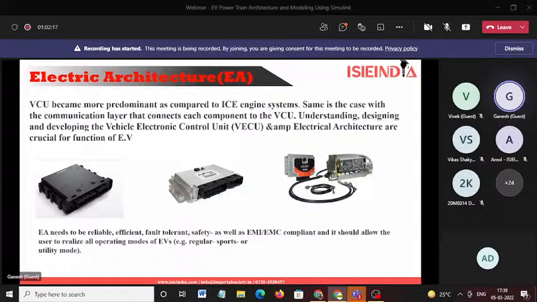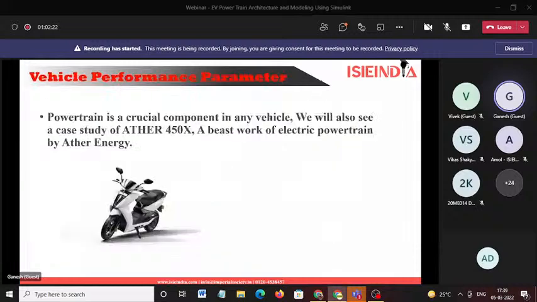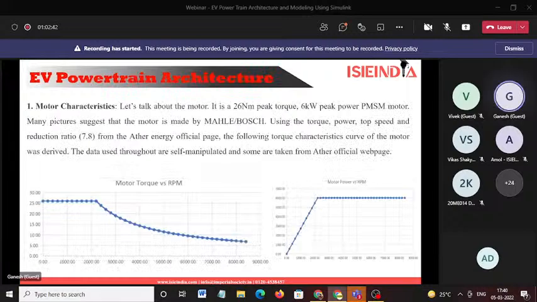Okay, so we are going to calculate a simple model, like how we are going to see the vehicle performance, how the vehicle performance parameters are calculated. Here I have a small example of an Ather energy bike. The powertrain is a crucial component in any vehicle, and we will discuss a small case study of a powertrain. This is a very interesting topic: how we are going to calculate the motor parameters.